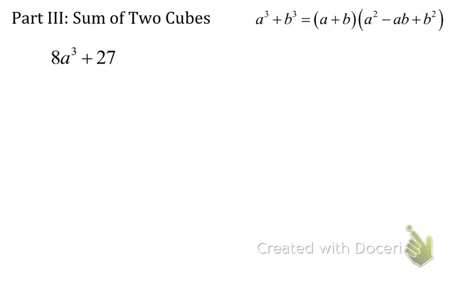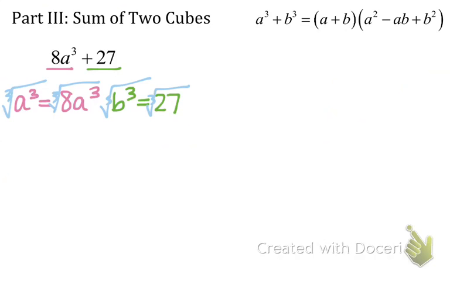Our last example is using the sum of two cubes formula. In this last example, we have 8a cubed plus 27. Both parts of this binomial right here are being cubed. 8a cubed is being cubed, and 27 is also a cube. So in order to identify a and b, we'll need to cube root both of these terms. A cubed is 8a cubed, and b cubed is 27. When we cube root both of these terms, a is going to be 2a, and b will be 3. So wherever we have an a, we'll substitute 2a, and wherever we have a b, we will substitute 3.